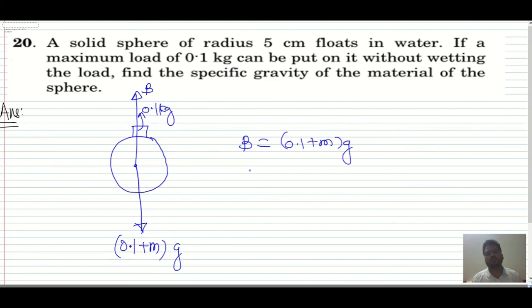Now what is buoyant force? Density of the liquid. It is placed in water, that means 1 into volume displaced, which is the volume of a solid sphere, 4 by 3 pi into r cube, where r cube is 5 cube. This is equal to 0.1 kg, that is 0.1 into 10 to the power 3, plus the mass of this sphere. We can write it as density into volume. Volume is 4 by 3 pi into 5 cube.